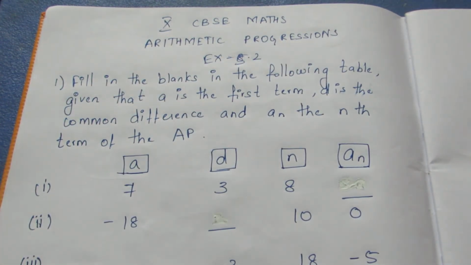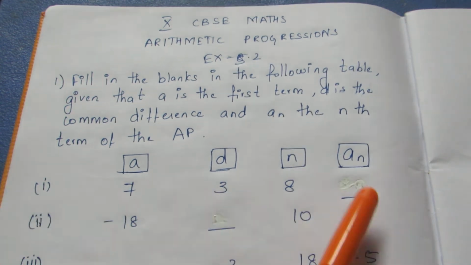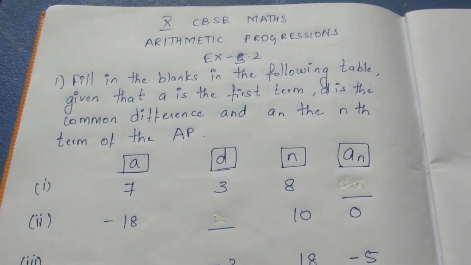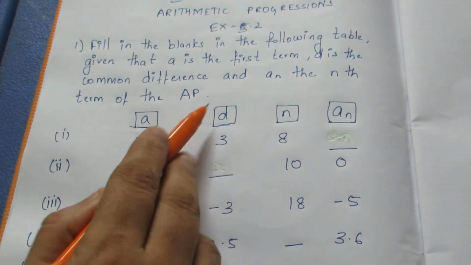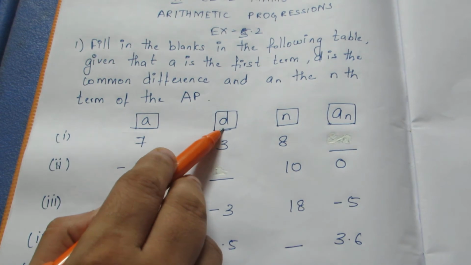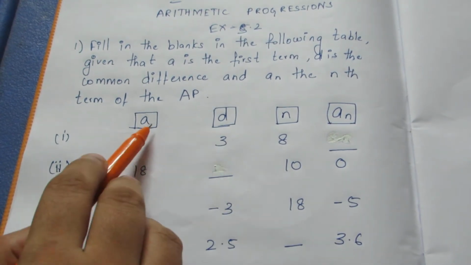Let's see the question. Fill in the blanks in the following table given that A is the first term, D is the common difference and AN the nth term of the AP. So they have given A, D, N and the nth term of the AP. Here we know the formula for D, that is A2 minus A1, second term minus first term, but here there is no second term, there is only the first term.